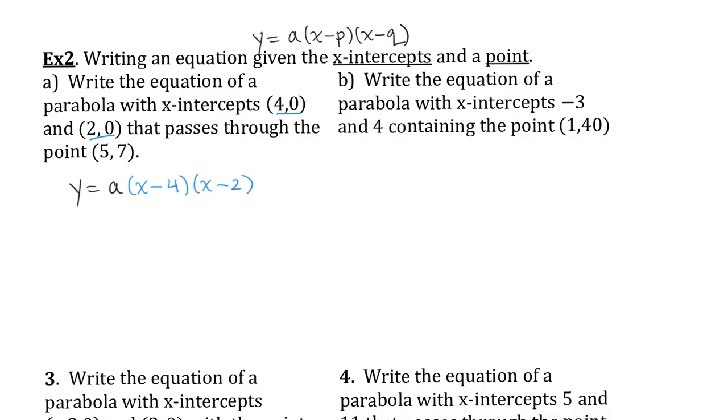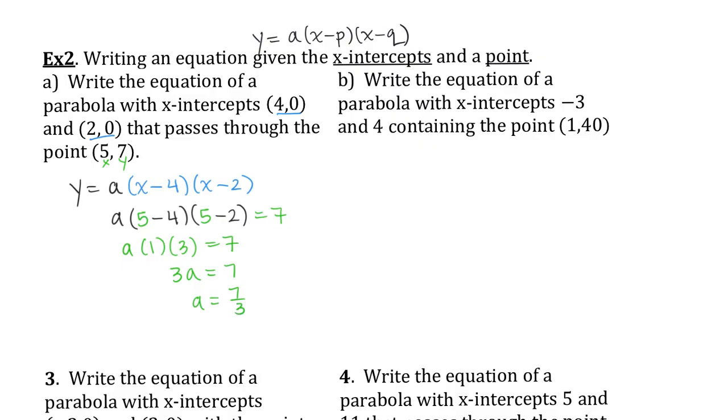Okay, now I'm going to use this x and y to solve for a. So a times, what's x? 5 minus 4, what's x? Still 5. 5 minus 2, and then what is this equal to? It equals y. What's y? 7. Okay, and don't let the parentheses freak you out. A times 5 minus 4 is 1. 5 minus 2 is 3, is 7. So 3a equals 7. So a is 7/3.